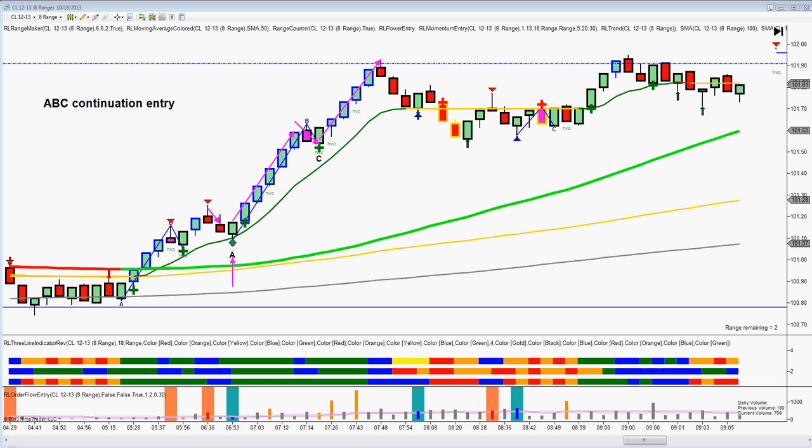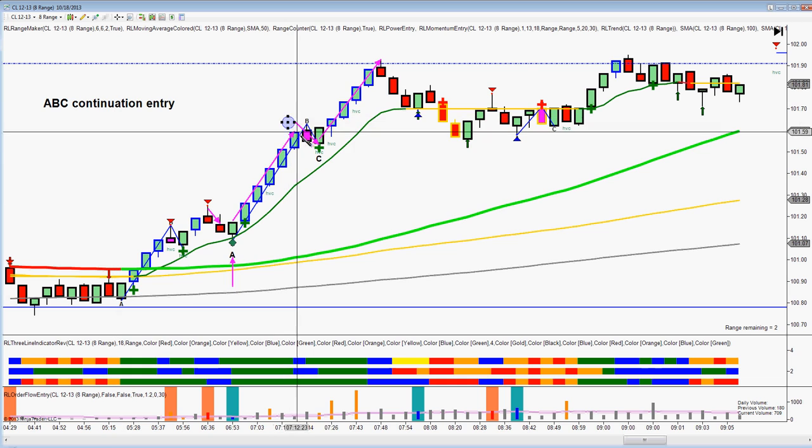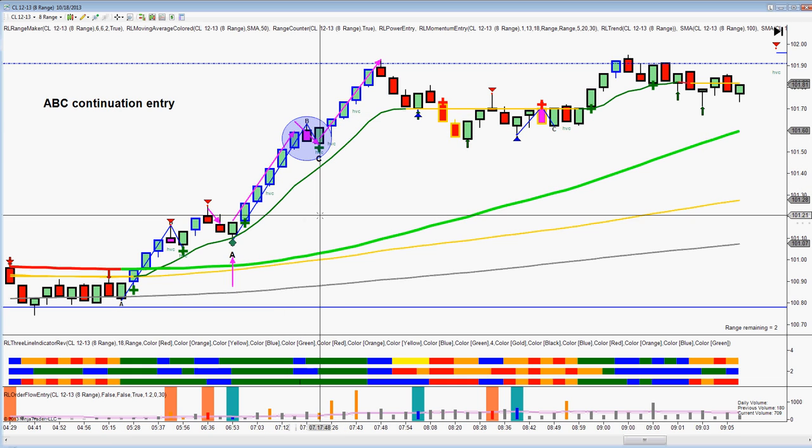Now, what we try to do is we try to take very conservative entries. And the most conservative entry is the first C candle of every single move. On the second candle, the move may be extended.